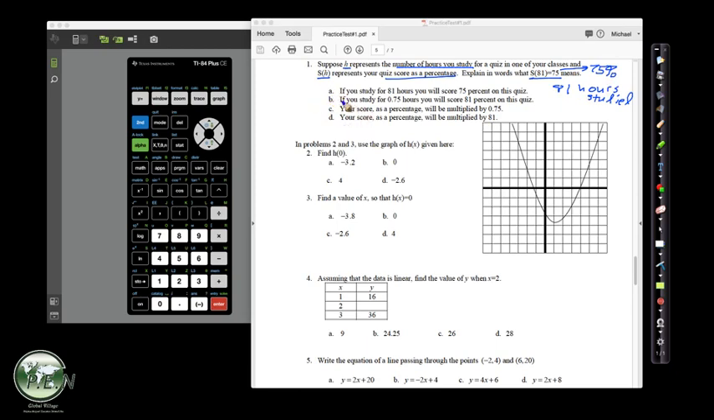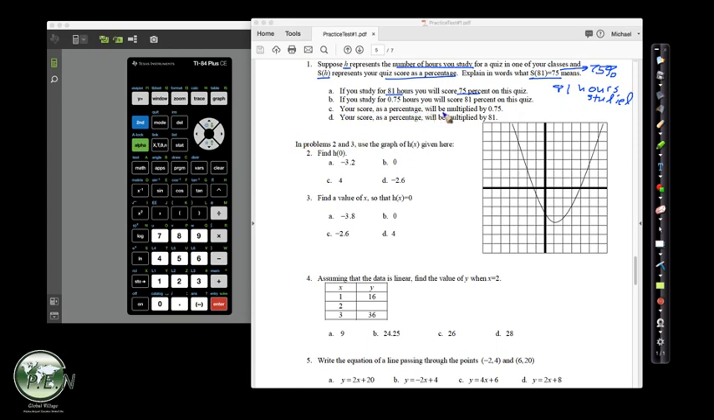So now we go through. If you study for 81 hours, okay, this has got the potential to be true. You will score 75% on the quiz. In fact, it looks exactly true. If you study for 0.75 hours, that's completely wrong. They've got the wrong value there.